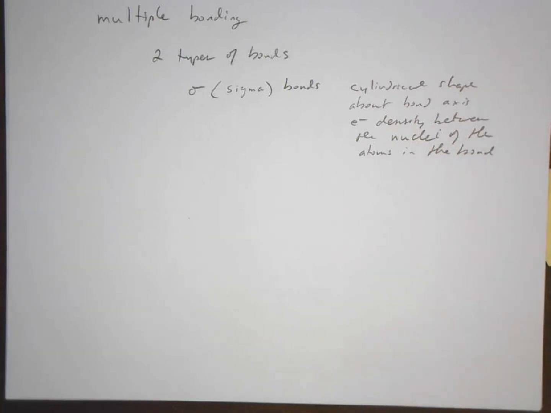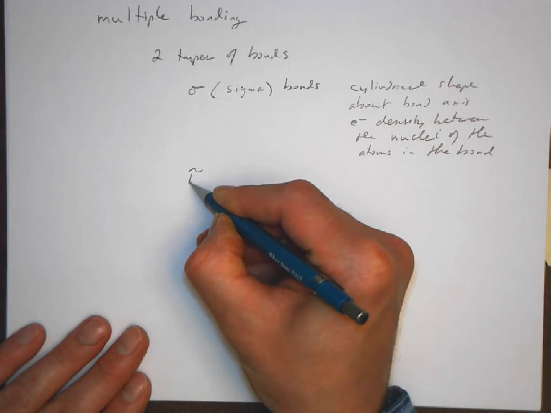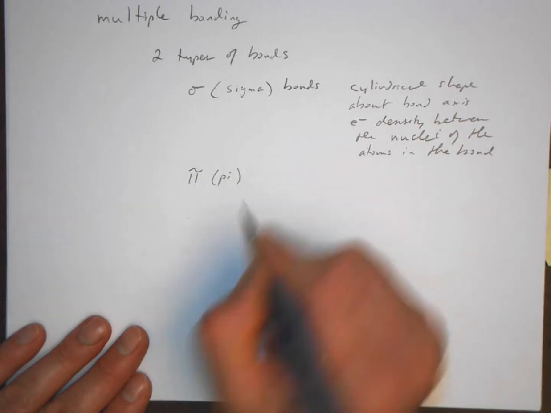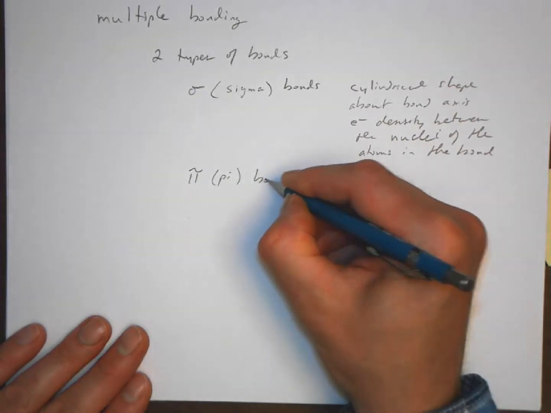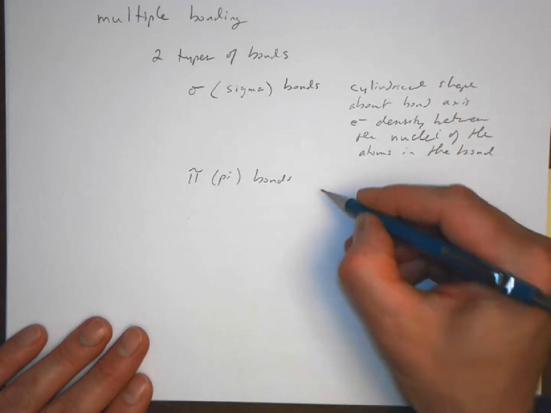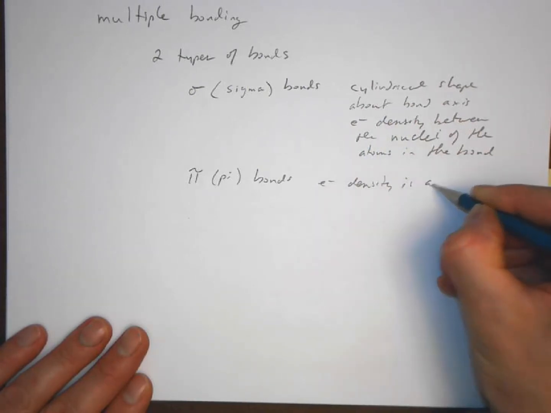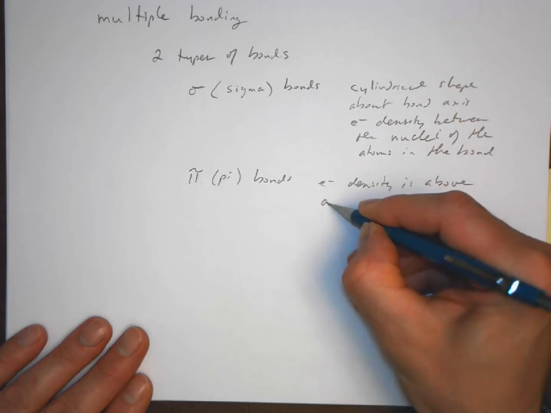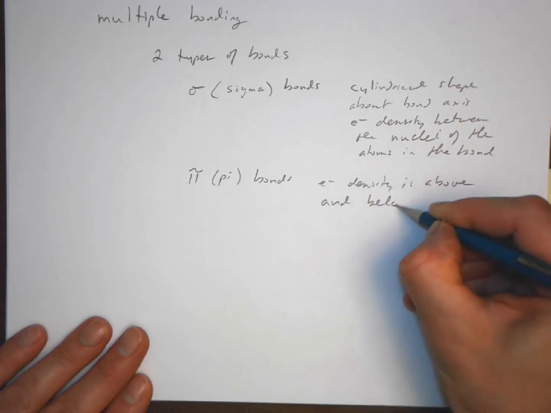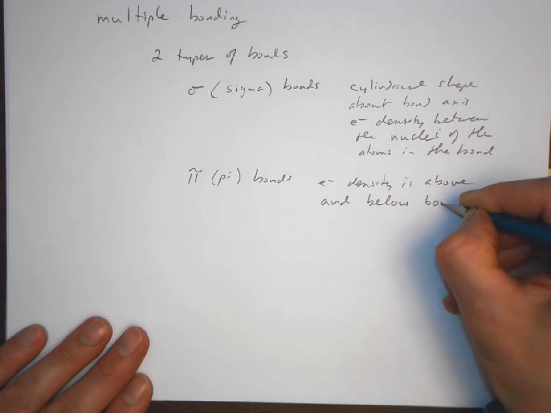That's a sigma bond. There's another type of bond that we can have that we'll see in a moment here. Pi bond. In a pi bond, the electron density is above and below the bond axis.